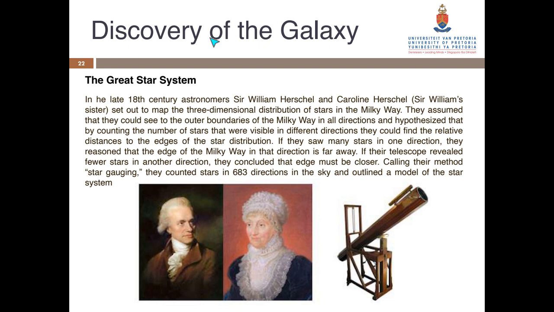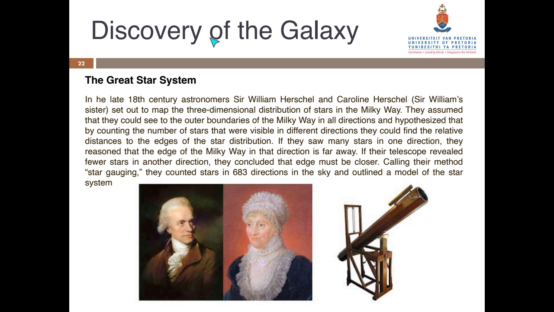In the late 18th century, astronomers Sir William Herschel and Caroline Herschel, Sir William's sister, set out to map the three-dimensional distribution of stars in the Milky Way. They assumed that they could see to the outer boundaries of the Milky Way in all directions, and hypothesized that by counting the number of stars that were visible in different directions, they could find the relative distances to the edges of the star distribution.